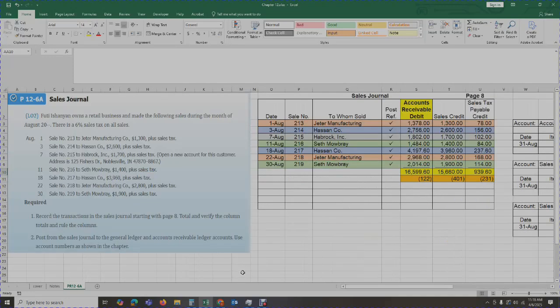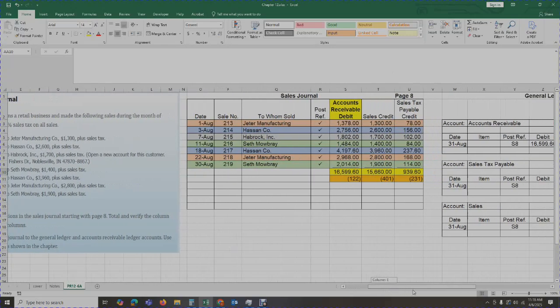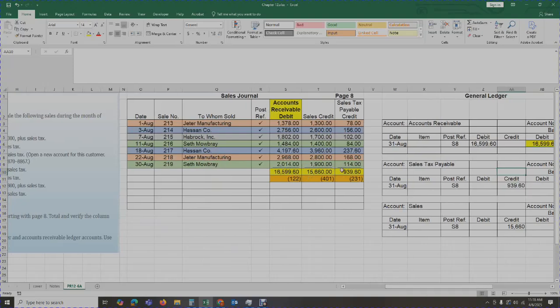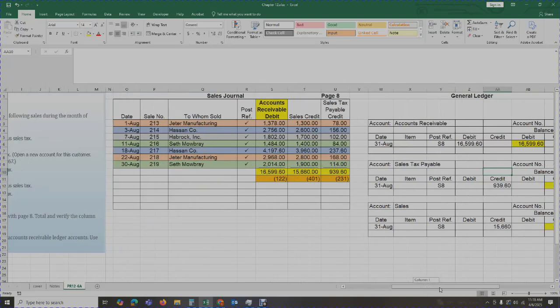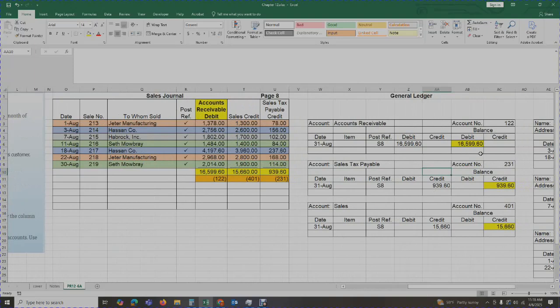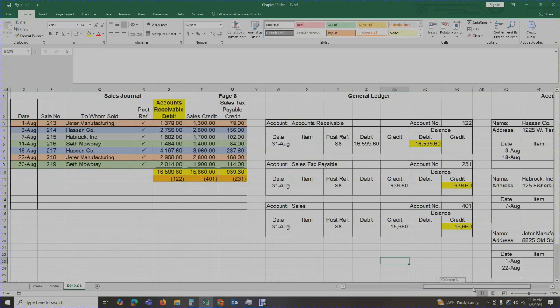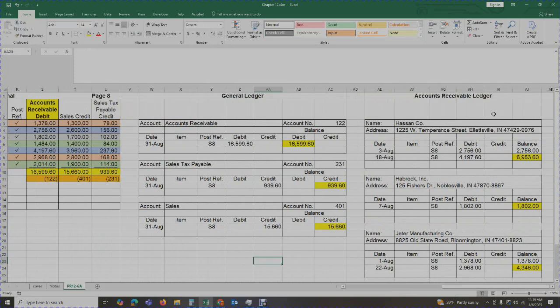They're asking us to do three things. Create our sales journal, which we've done. We've recorded all of the transactions that happened during the month of August. After that, we transferred the totals from our sales journal to our general ledger. So our general ledger was updated with the grand totals for the three different accounts being affected. And once we finished that, we prepared our accounts receivable subsidiary ledger that gives me a summary breakdown by customer of how much they owe us.